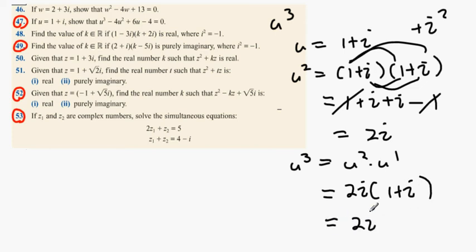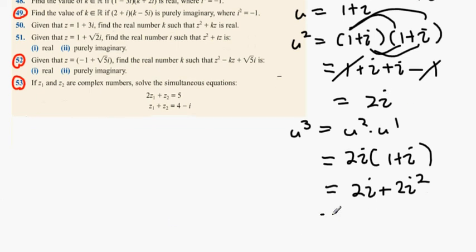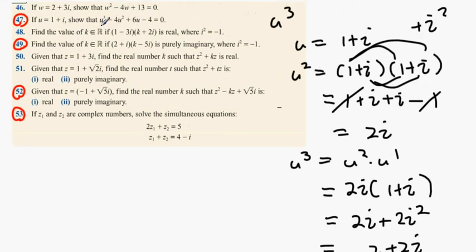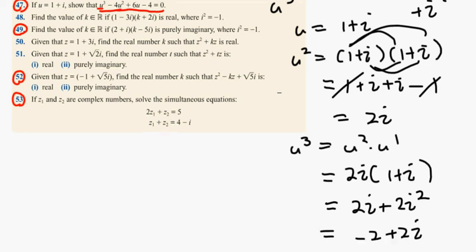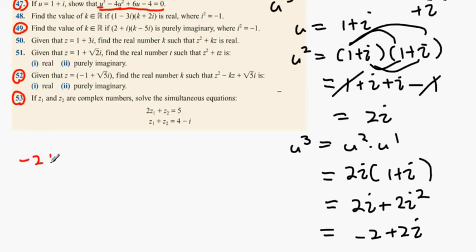Then I can find out what u cubed is, where I get 2i plus 2i squared, and we know that 2i squared is the same thing as 2 times minus 1, which is minus 2. So we get minus 2 plus 2i. Now I'm going to insert these answers into my equation. I'm asked to show that this thing here equals 0. So I needed u cubed and u squared to figure this out. So u cubed is minus 2 plus 2i, and this is question 47.